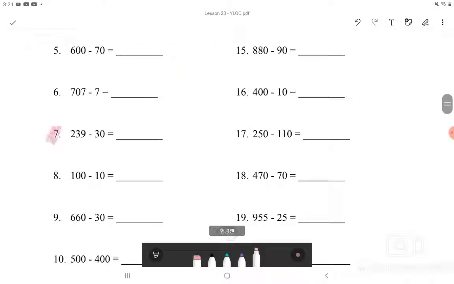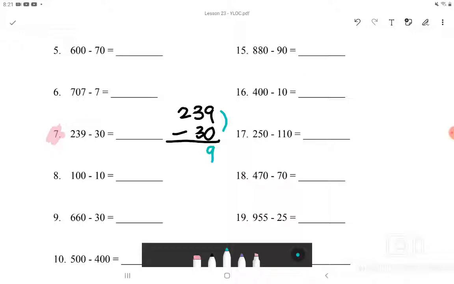Number 7 is 239 minus 30. When you're doing these problems, you have to make sure that the numbers are in the right place so you don't misplace them and get it wrong. 9 minus 0 is 9. 3 minus 3 is 0. And 2 subtracted by nothing is just 2. So the answer for number 7 is 209.